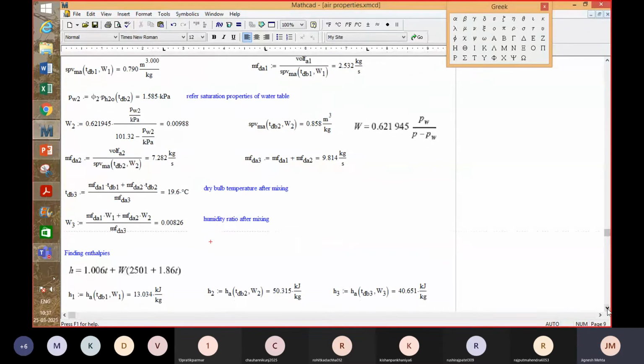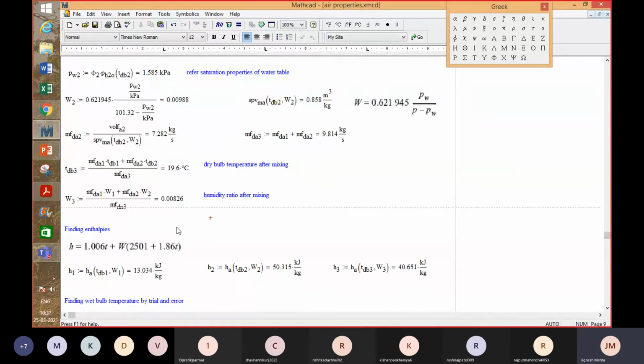And with the help of the formula for enthalpy, this is the formula for enthalpy. The first part of it shows the sensible heat carried by dry air. The second part provides the heat carried by water vapor. This 2501 is the latent heat at 0 degrees Celsius. 1.86 is the specific heat of water vapor. Water vapor it is, right? It's not liquid water. Water vapor at some average value of temperature, and T is the dry bulb temperature. So with the help of this formula, you can get the enthalpies at various points.